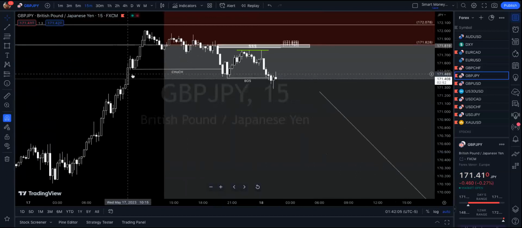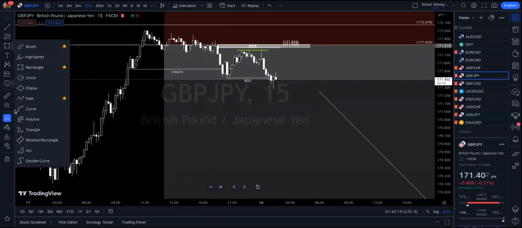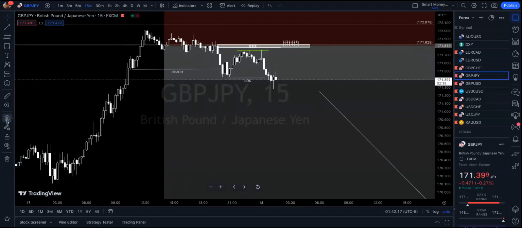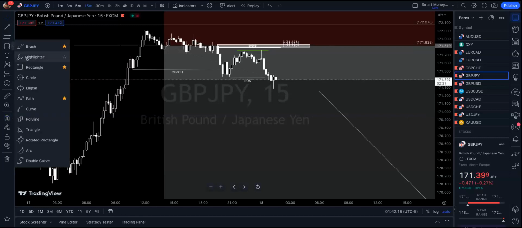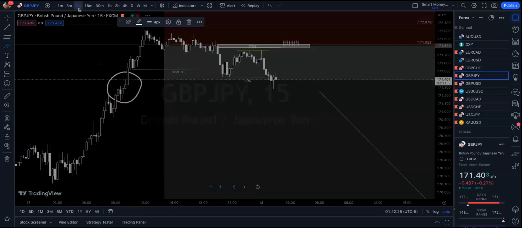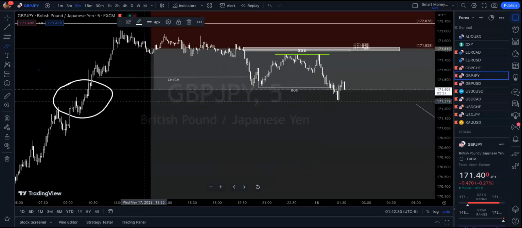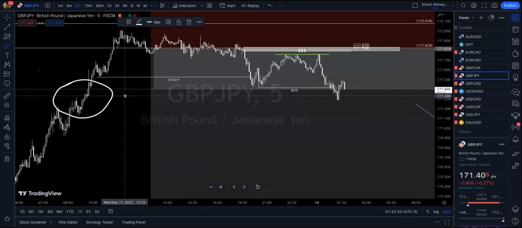We created some liquidity here, came down to this zone right here. Watch, I'm going to circle it. Let's take a closer look at it. Turn this off. Look at our circle. Let's go on to the 5-minute. Right, can't really see it.